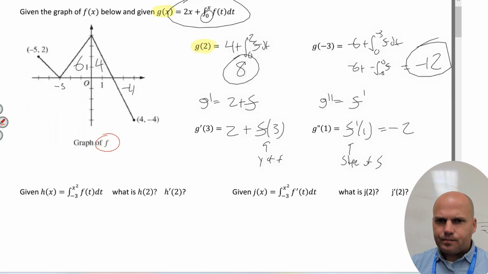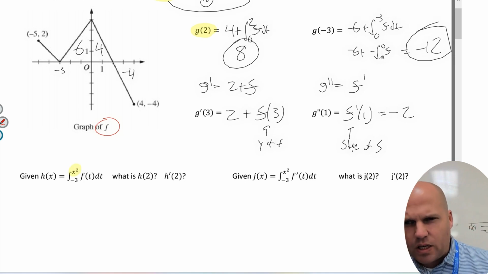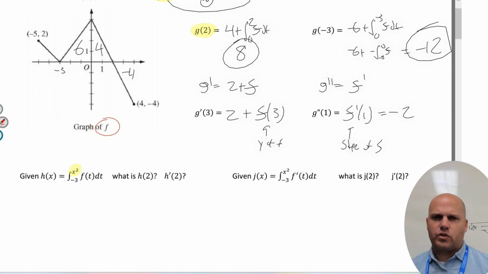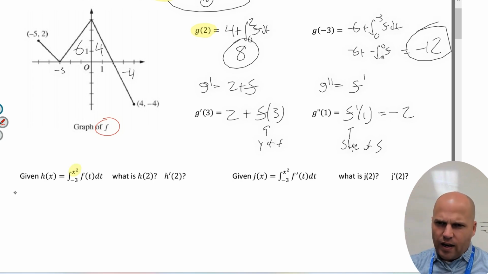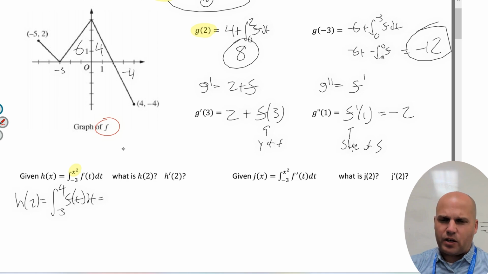Now I change it up. Here's another accumulation plus. H is the accumulation from -3 to x squared of f. What is h of 2 and what's h prime of 2? Well, if I found h of 2, that's easy. Squaring 2 gives me 4. Great. Could I find this geometrically? Yes, I can. -3 to 4. Well, I go -3 to 0, 0 to 4, so I got 6 plus 4 minus 4, I get 6.